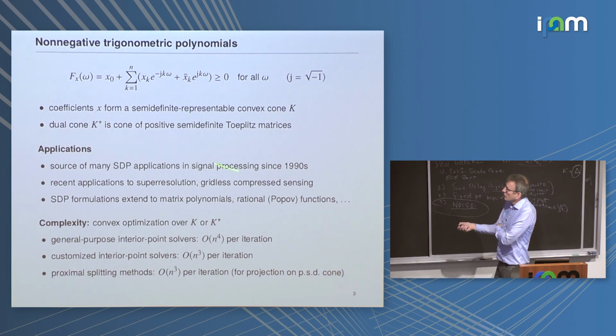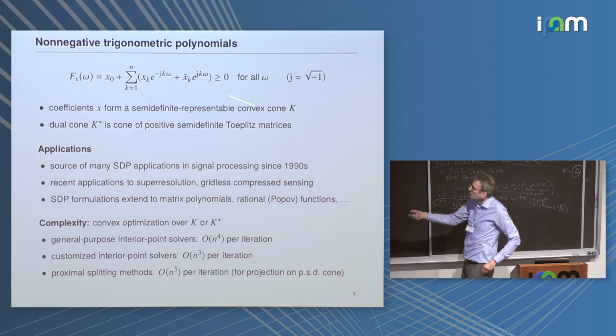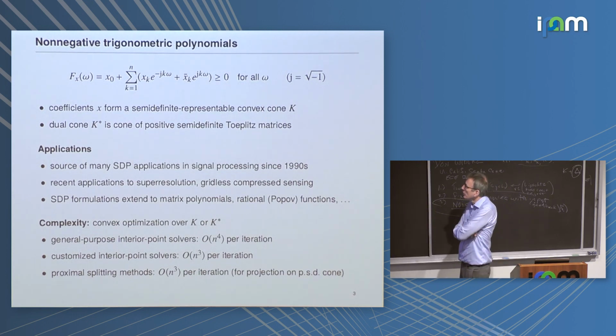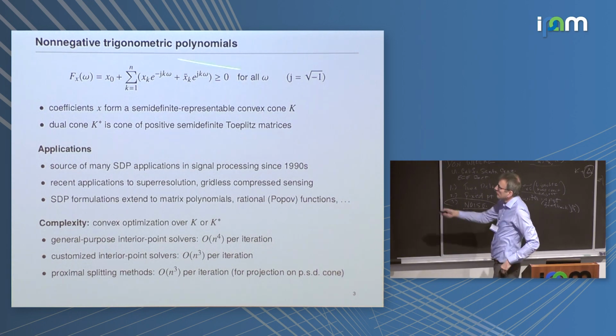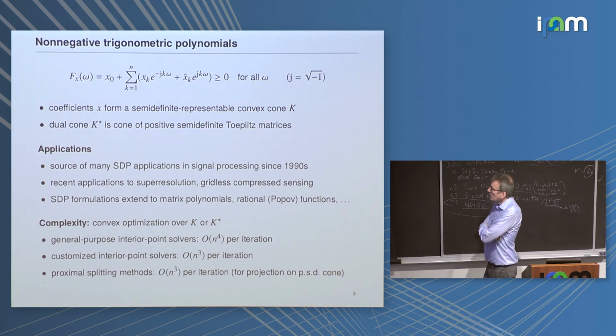But it's easier to actually say in words what it means for the dual cone, because the dual cone of the cone of non-negative trigonometric polynomials is a cone of positive semi-definite Toeplitz matrices. So the primal and the dual cone are SDP representable exactly. So that's the simplest example of an exact sum of squares theorem.